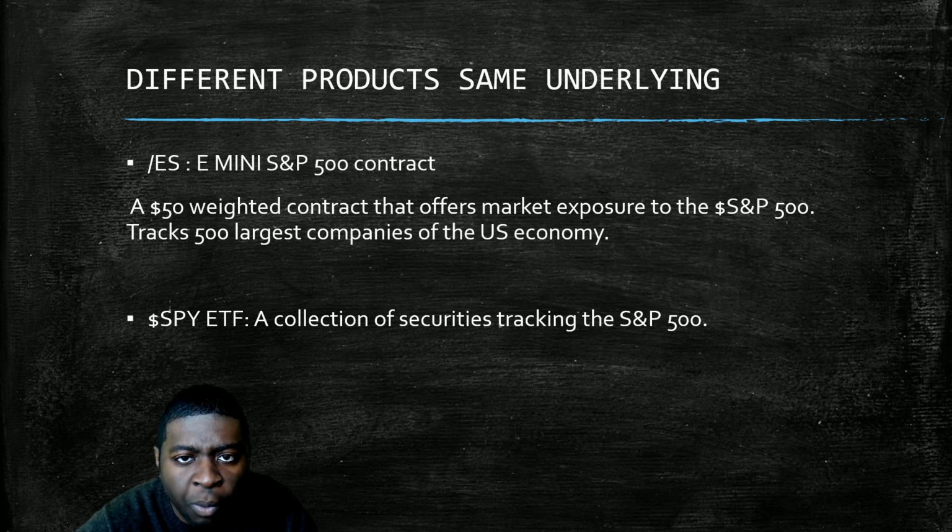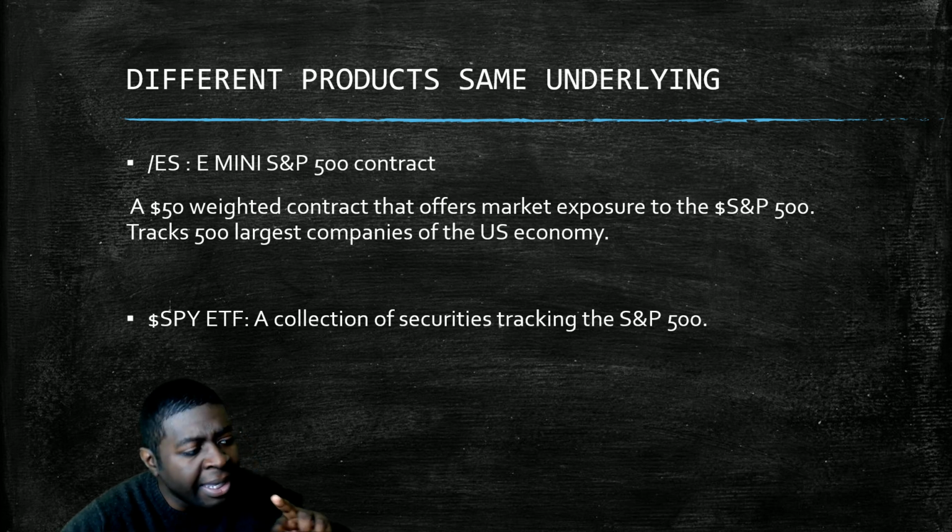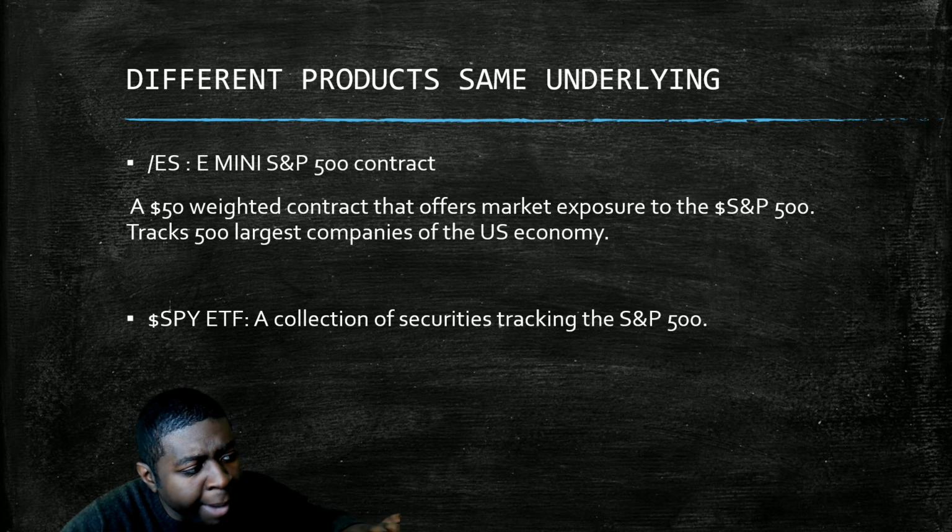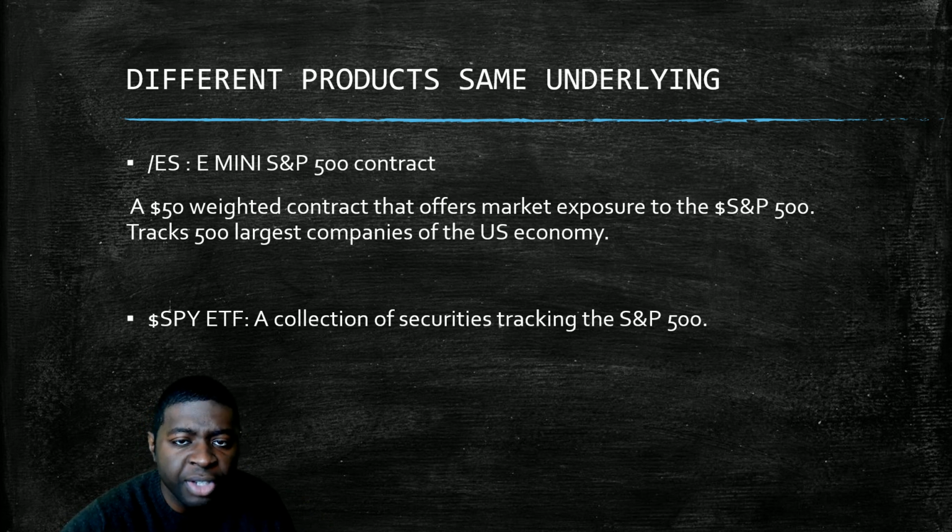Some of the examples I want to show you. Different products, same underlying. We're going to go over the E-mini S&P contract and the SPY ETF. So just this small primer here, the E-mini S&P contract, it's a $50 weighted contract that offers market exposure to the S&P 500, tracks the 500 largest companies in the U.S. economy, right? So we're going to take that 50 times whatever that index is trading for. That's the notional value right there.